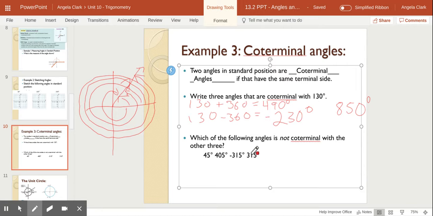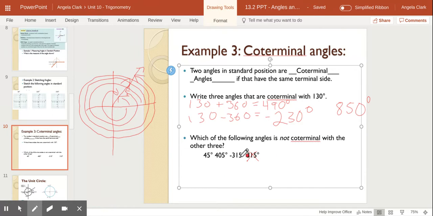I say clearly because we already know that if I add 360 to 45, I'm going to get 405, which is more than 315. So that can't be coterminal, because this one is, and these two are clearly not 360 degrees apart. So this one is not coterminal.